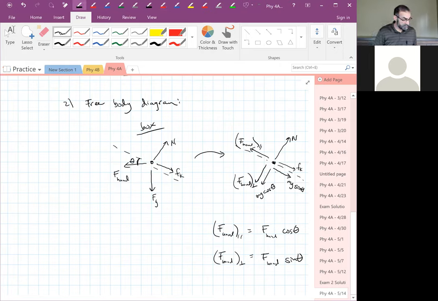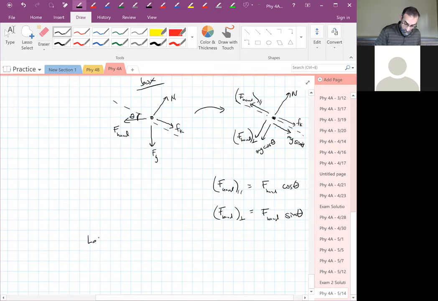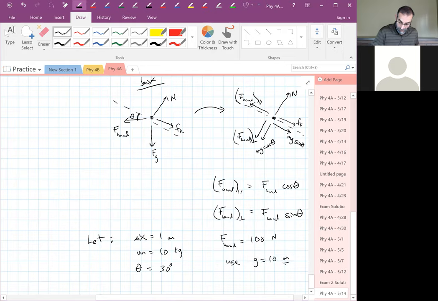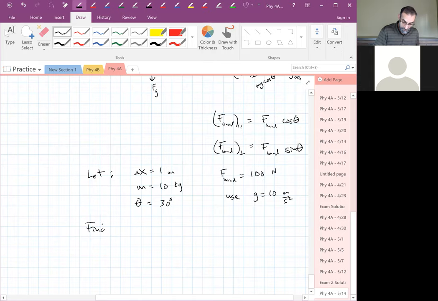Okay, so let's move forward. The distance was given, right? Delta x is 1 meter, and let's let m be 10 kilograms, and theta be 30 degrees, and F hand can be 100 newtons. I think I used 10 here for all my calculations. So the question is, find the coefficient of friction. Given this stuff, find mu.